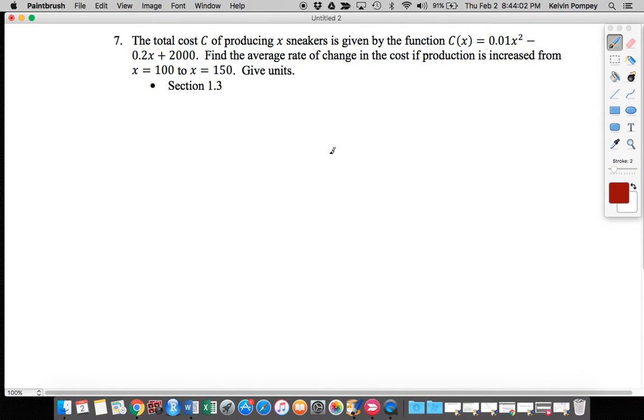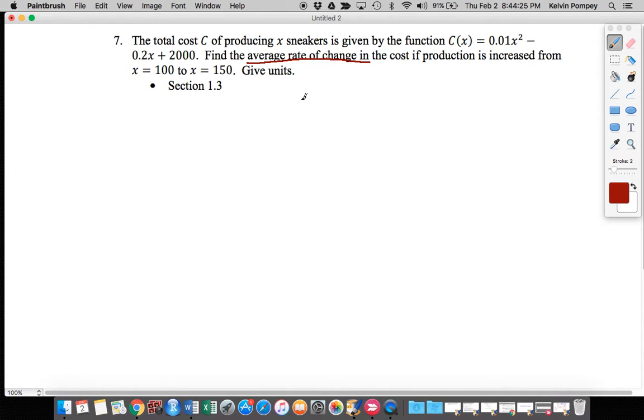It says the total cost C of producing x sneakers is given by the function C of x equals 0.01 x squared minus 0.2 x plus 2,000. Find the average rate of change in the cost if production is increased from x equals 100 to x equals 150. All right, you want to remember that we have average rate of change.